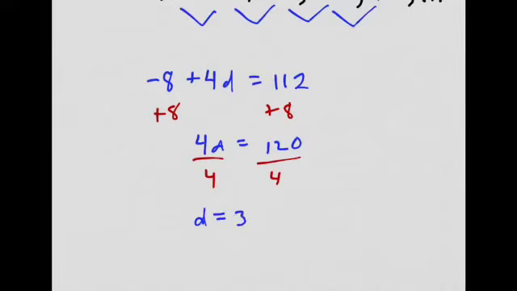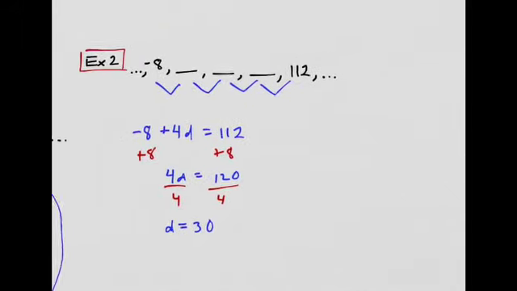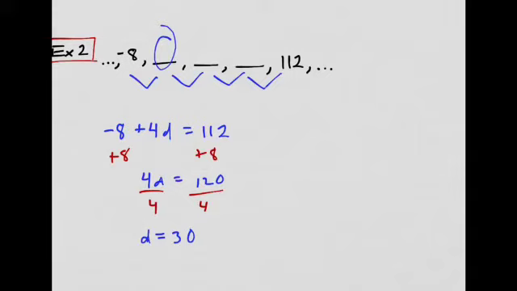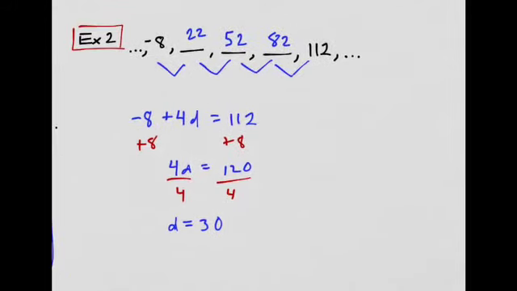d equals 30. Remember, this is not your answer. I feel like some people will do this and then forget to actually put in their answer. So -8 plus 30 is 22, and then 52, and then 82. And those are our answers. Those missing terms are called arithmetic means.